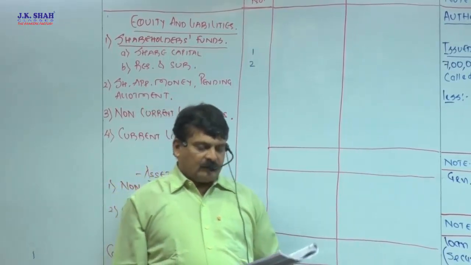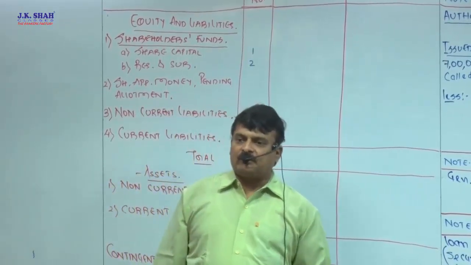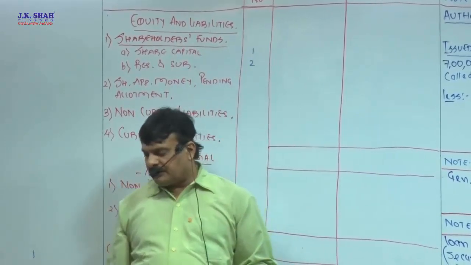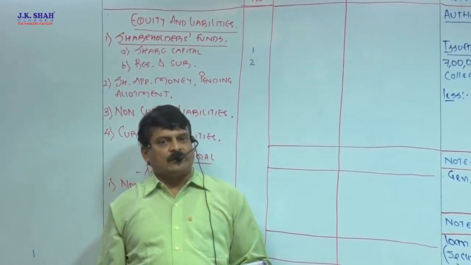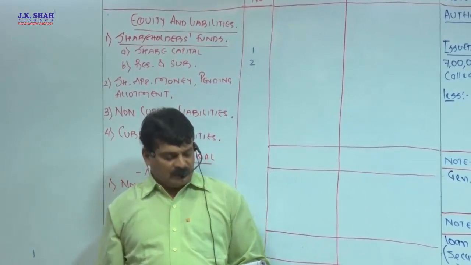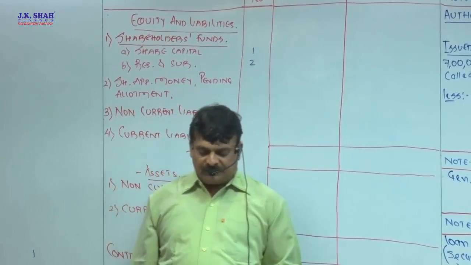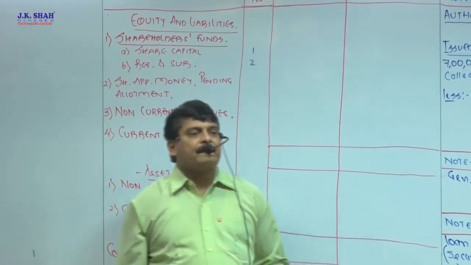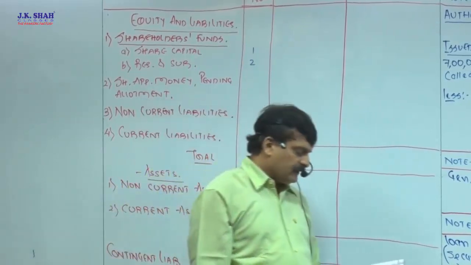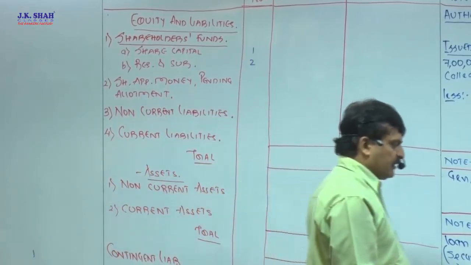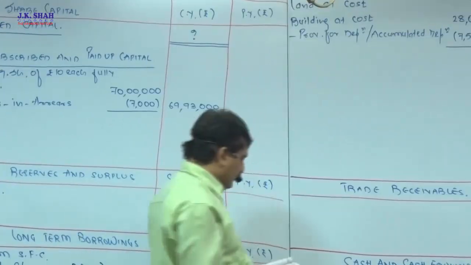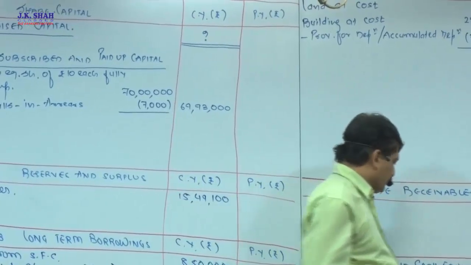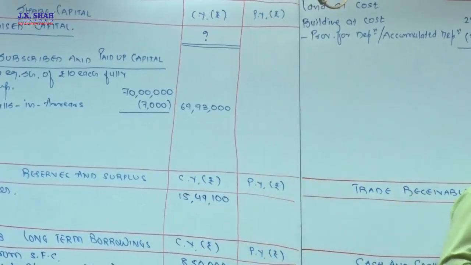Next, stock of finished goods and raw material will go to inventory. Write down in inventory: finished goods, 14 lakhs. Raw materials, 3,50,000.